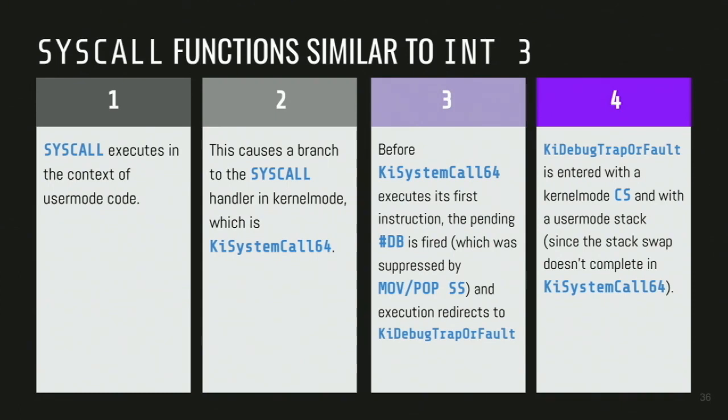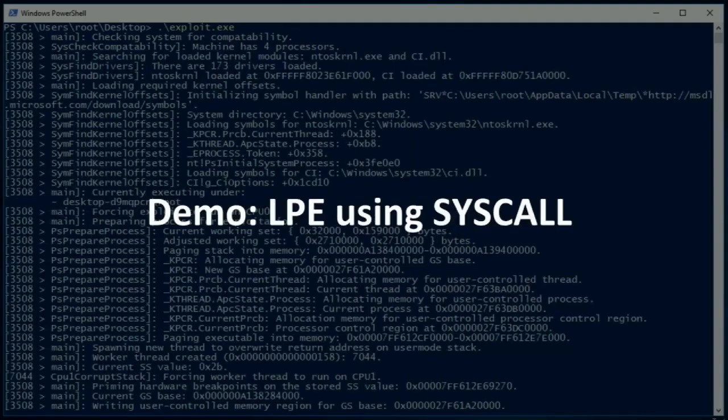The system call executes in the context of user mode code. It branches to the system call handler, which is KiSystemCall64. Before any instruction executes in KiSystemCall64, which means swapgs doesn't execute, the debug exception that we suppressed with mov ss and pop ss fires, and we go to the int1 handler, which is KiDebugTrapOrFault. That's entered with a kernel mode CS and with a user mode stack.